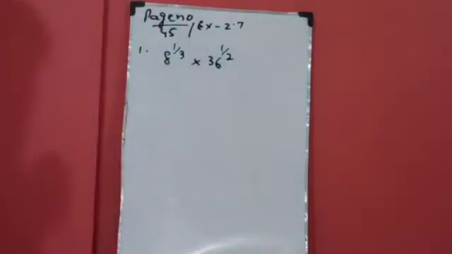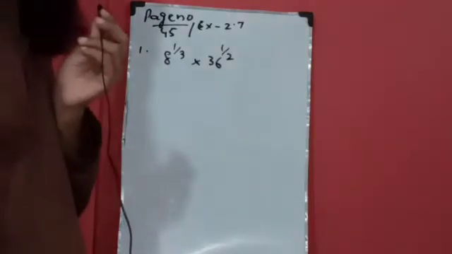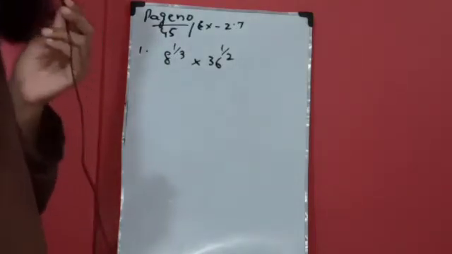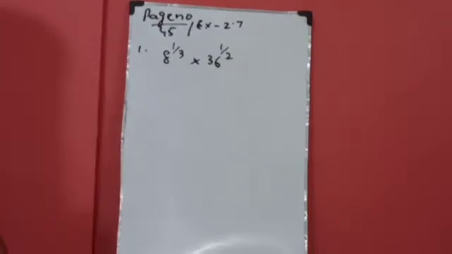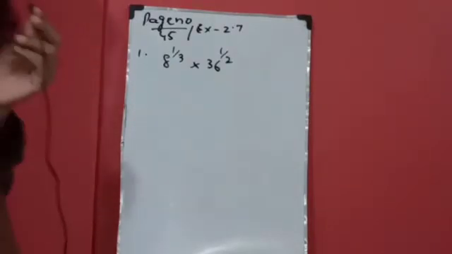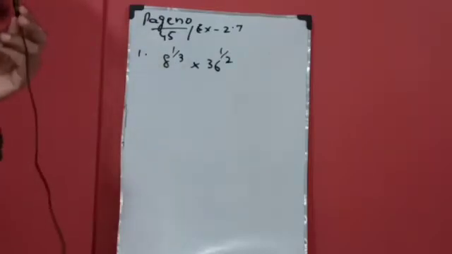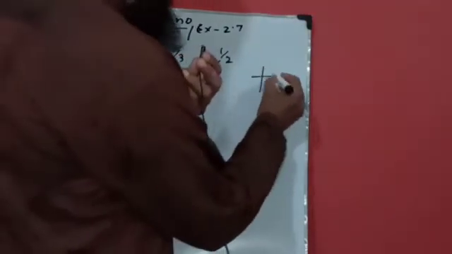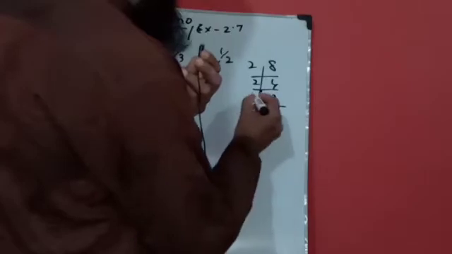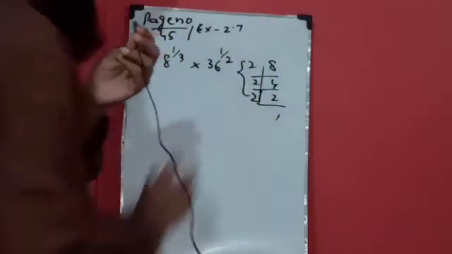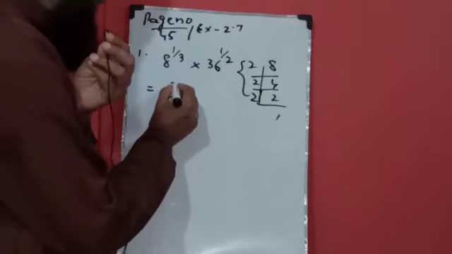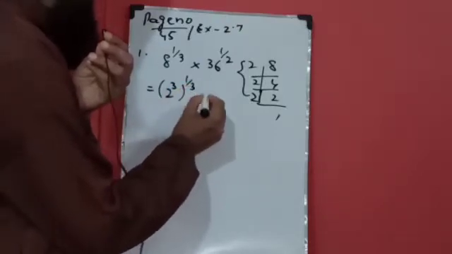Okay, now come to question number 1 of the exercise. A very simple question. There are two numbers, 8 raised to power 1 upon 3 and 36 raised to power 1 upon 2. The power 1 upon 3 means first we find the cube root of 8, and square root of 36. This is very simple. 8: 2 4s are 8, 2 2s are 4, and 2 1s are 2. That means the cube root of 8 becomes 2. So we write 2 cubed raised to power 1 upon 3.